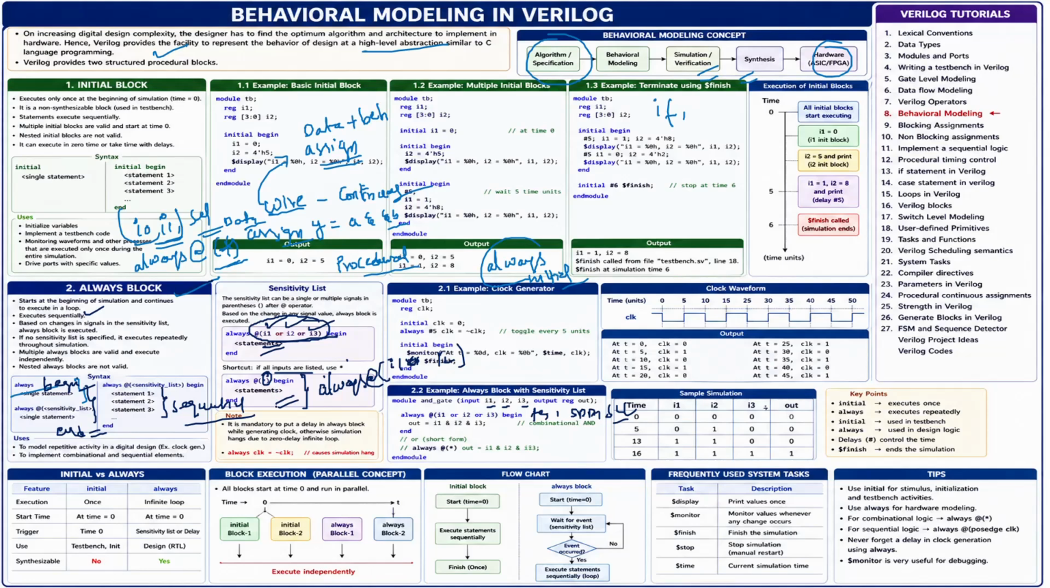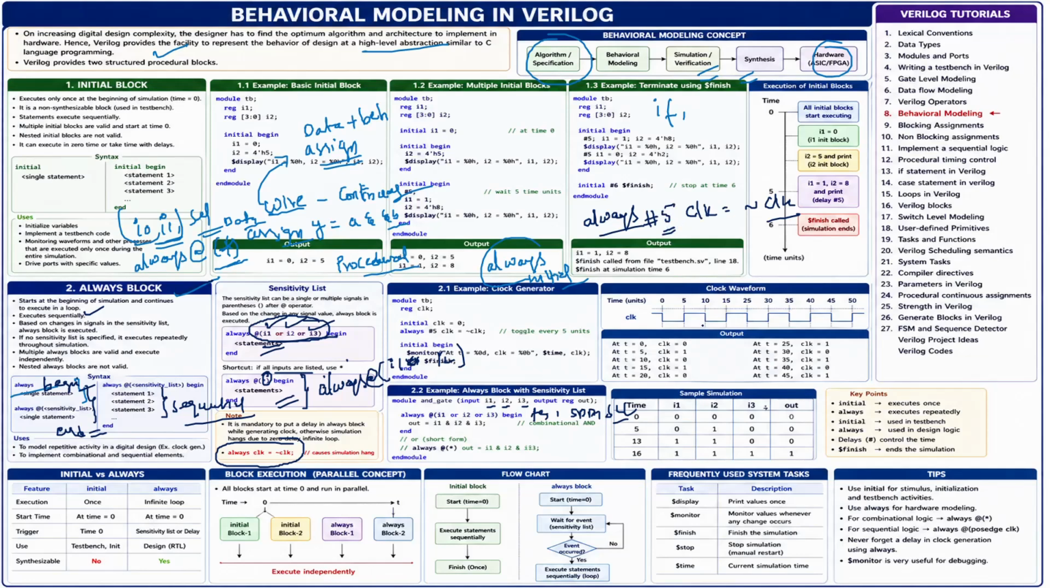Okay, and sometimes we are generating the clock, right? So for that clock we also use always. Usually we use always for generating the clock, so clock equal to negation of clock, this is the clock generation. But since we are generating the clock on the testbench side, that's why we are using some delay.